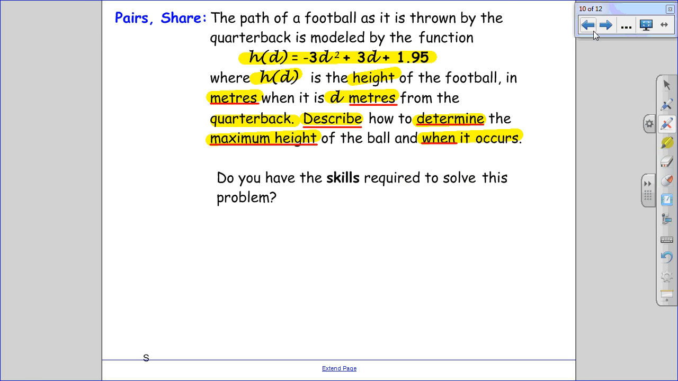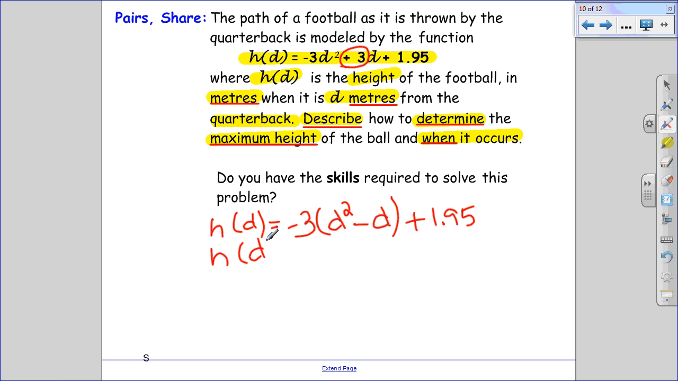So if I go back to the example I started with, I actually know how to solve this question now. So if I do this, I've got h of d. I'm going to factor out the 3, and I'm left with d squared minus d, because of course I'm dividing this positive 3 here by -3, and I'm leaving the 1.95 alone. Now the coefficient here is -1, so I'm going to do -1 divided by 2 and square it. And again, I have to subtract it off to keep the equation balanced.